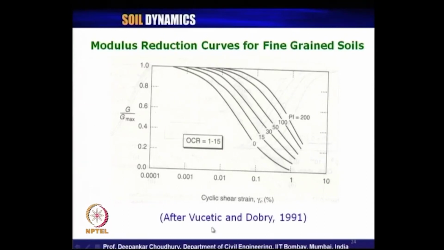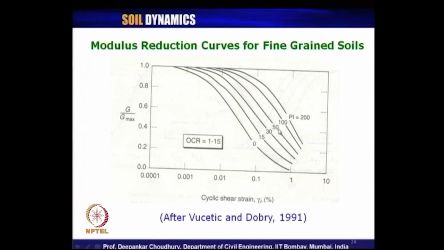This is also proposed by Vucetich and Dobry in 1991. Modulus reduction curve means we know G by Gmax in the y axis and the x axis is log scale of that cyclic shear strain which is applied to the sample. So, these are lab test results. Obviously, as we know, the curve should start at G by Gmax of 1 at very low strain level, and then with increase in strain they will keep on decreasing. So, the trend is known now to us.